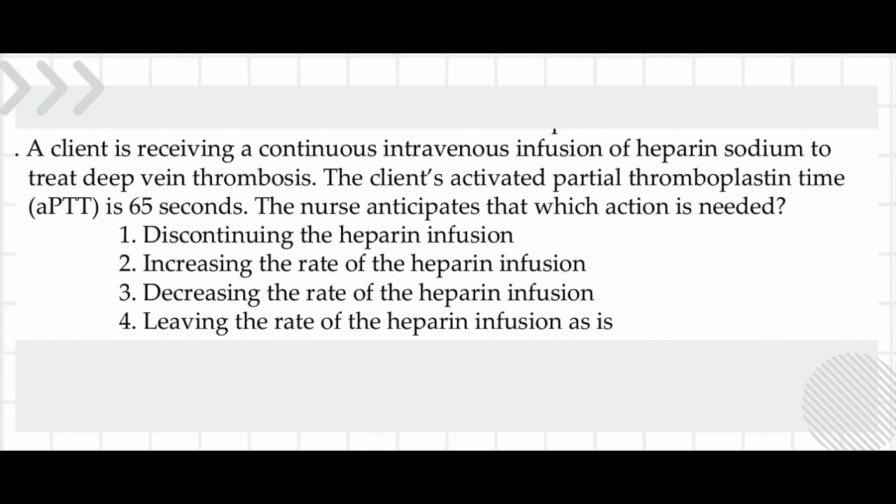So a client is receiving continuous intravenous infusion of heparin sodium to treat a DVT, or deep vein thrombosis. The client's activated partial thromboplastin time, APTT, is 65 seconds. The nurse anticipates that which action is going to be required. 1, discontinuing the heparin infusion. 2, increasing the rate of the heparin infusion. 3, decreasing the rate of the heparin infusion. 4, leaving the rate of the heparin infusion as is.